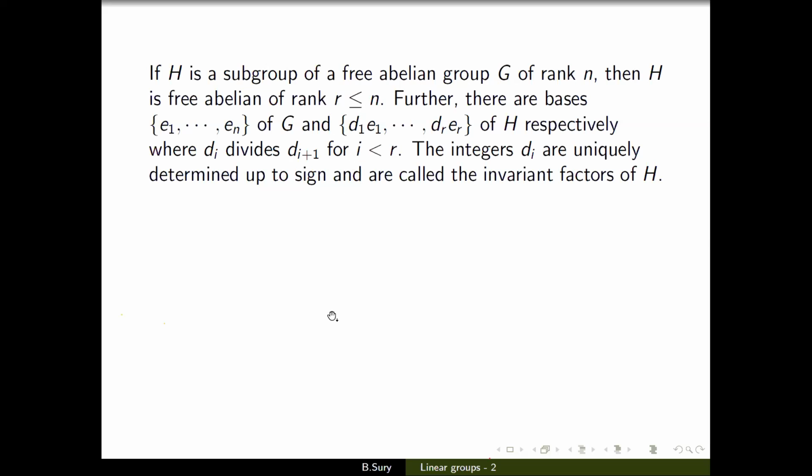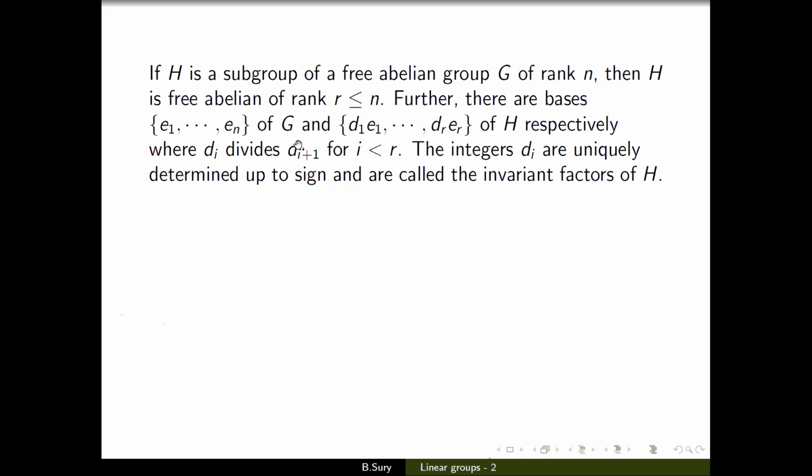You have e1, e2, er. Anyway, this e1, e2, en is a different notation. So there is a basis of your G of n elements. When a group is isomorphic to Z^n, it will have a basis of n elements. When you say basis, it is like a vector space, but it is not a vector space, right? These are Z^n.